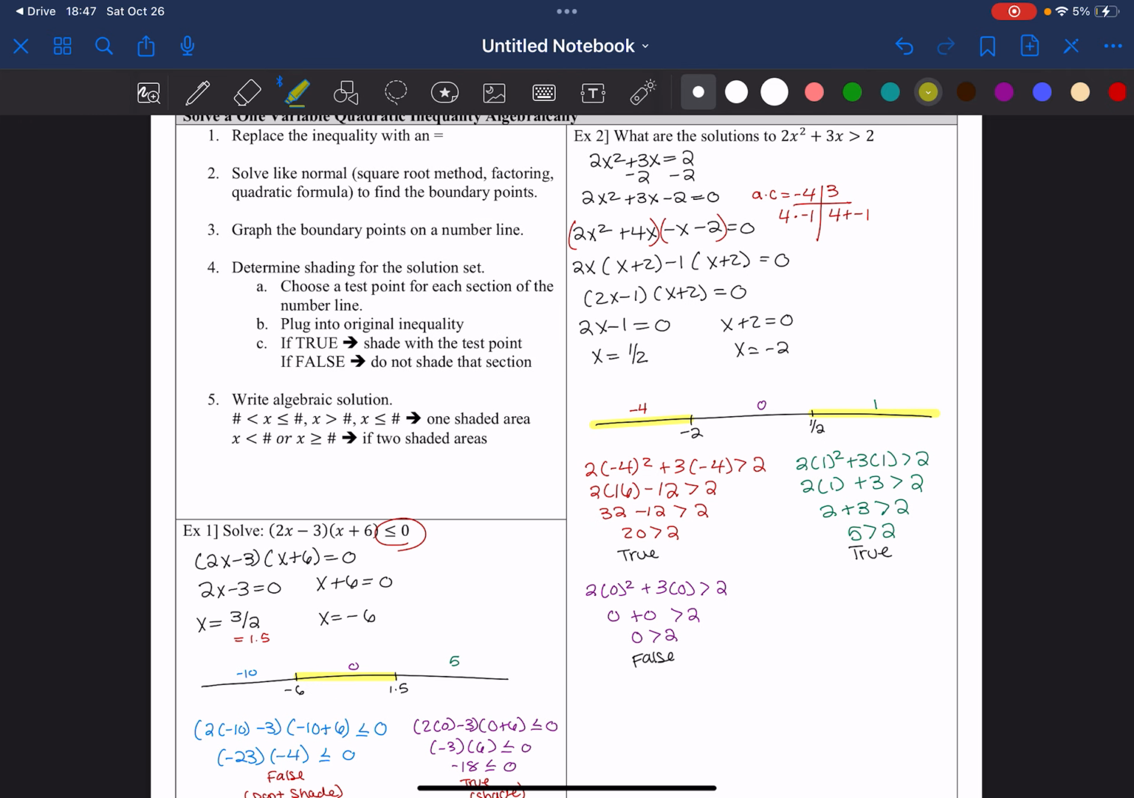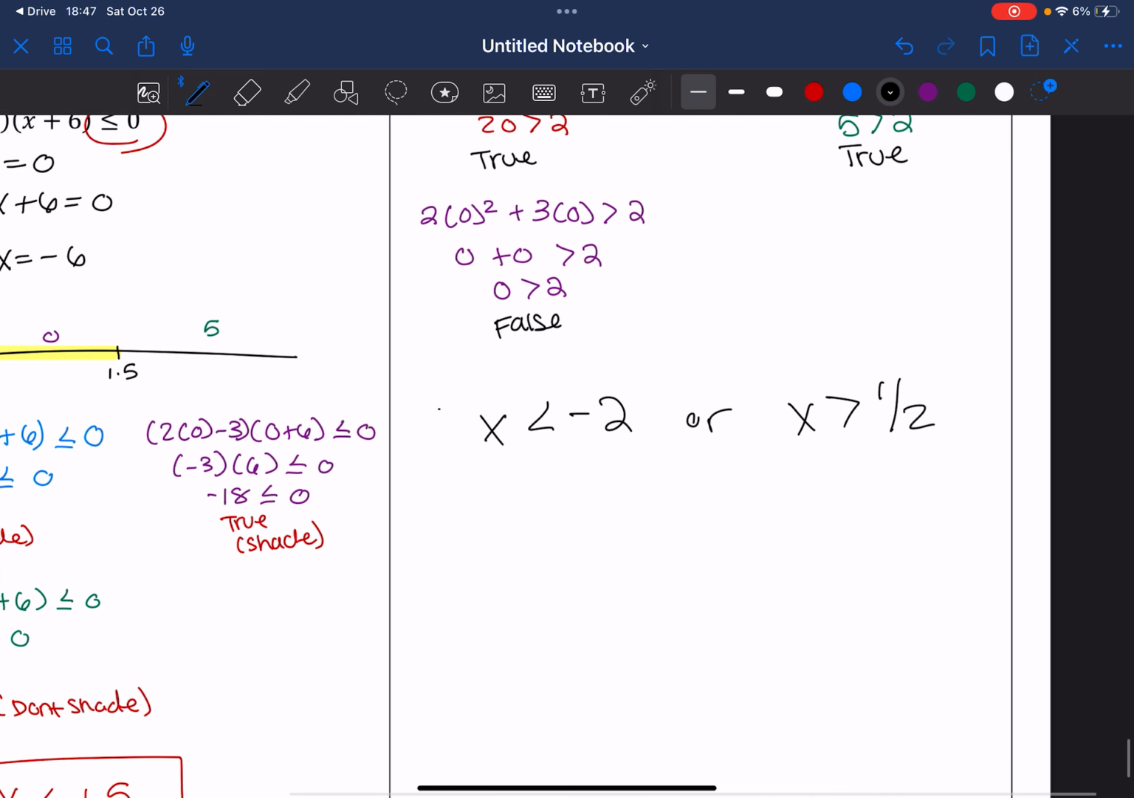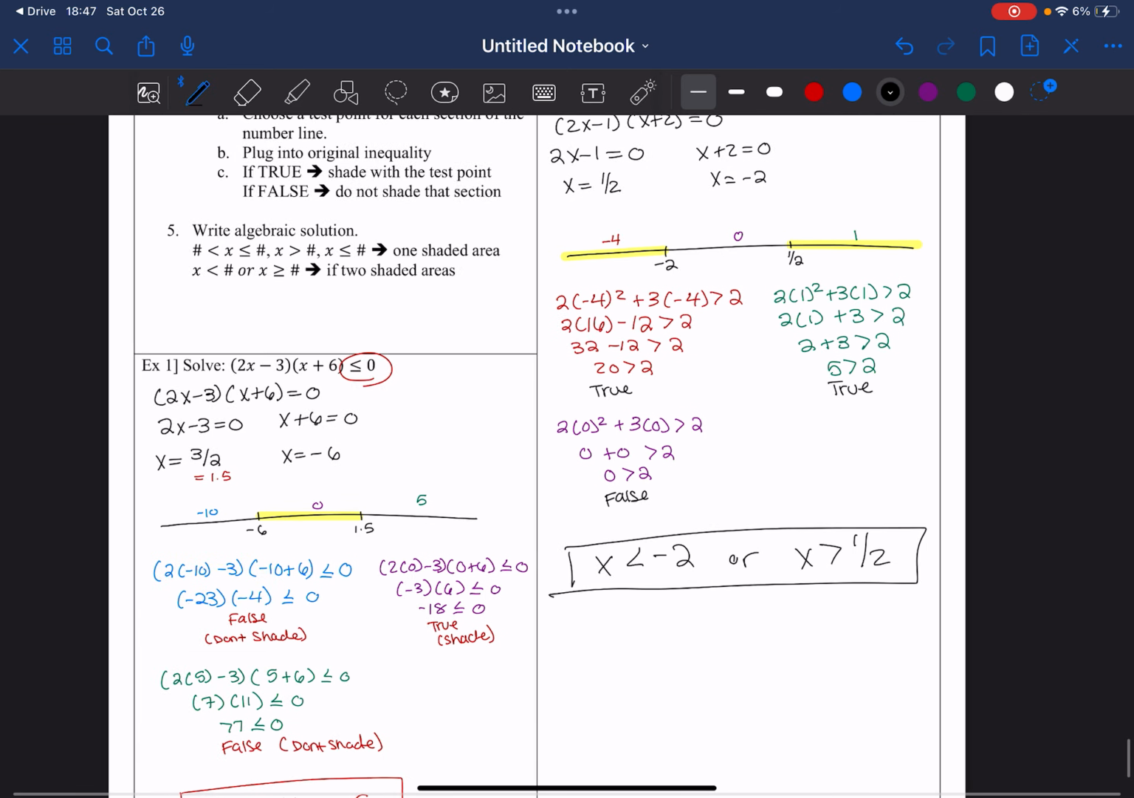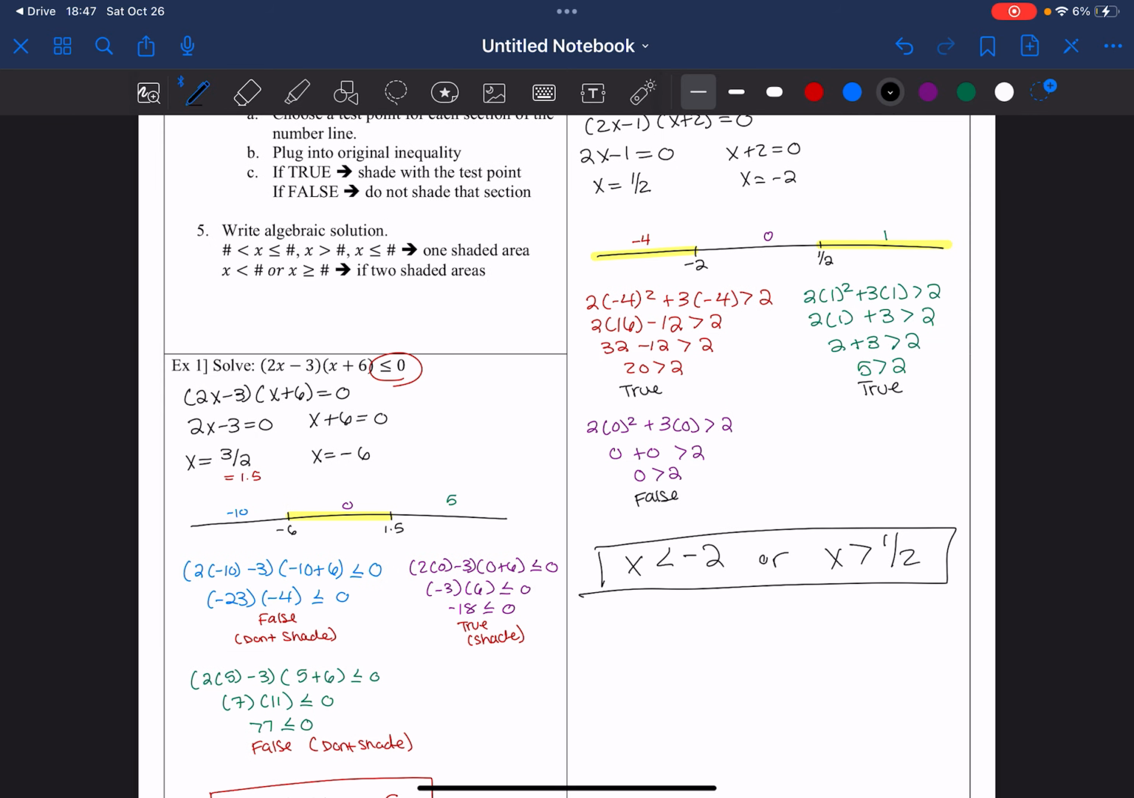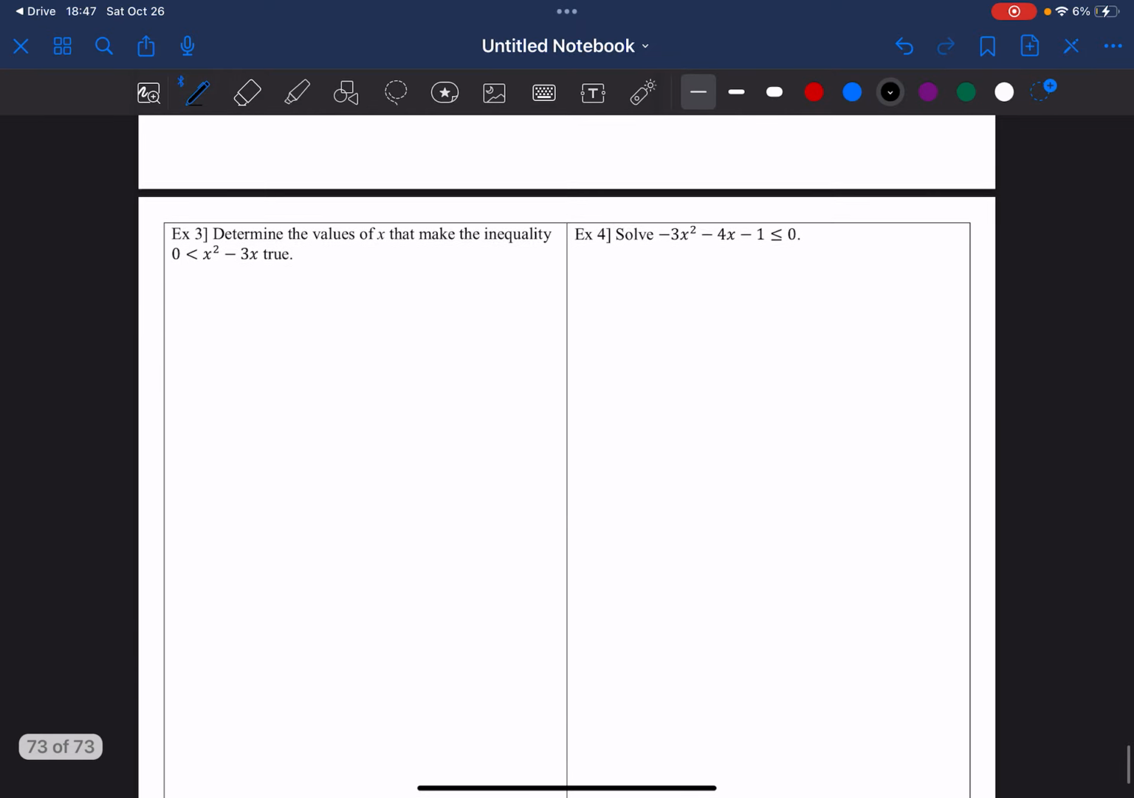So here, instead of having my solution between the two numbers, it's going in either direction of the two numbers. So this tells me that my answer is x is going to be less than -2, or x is going to be greater than 1/2. Okay, so I didn't put less than or equal to or greater than or equal to because my original inequality was just a greater than sign. So this is my answer for this one. Okay, and that becomes true looking at that shaded region above.